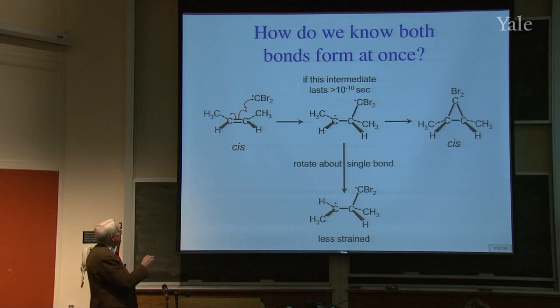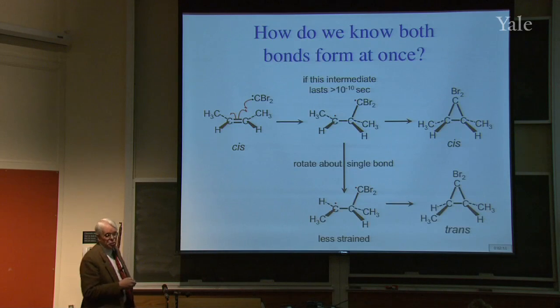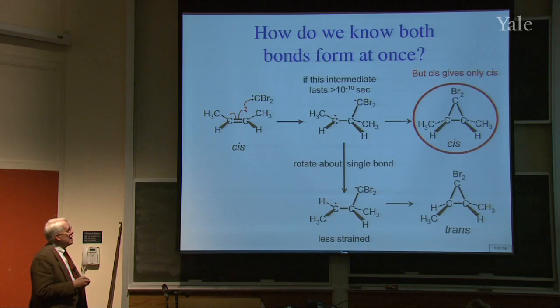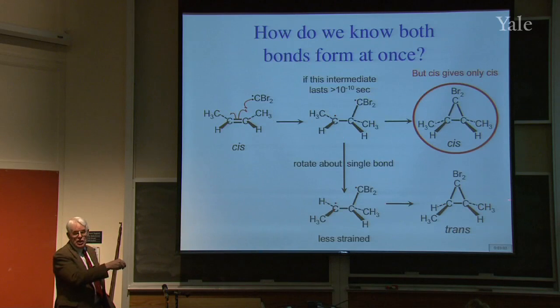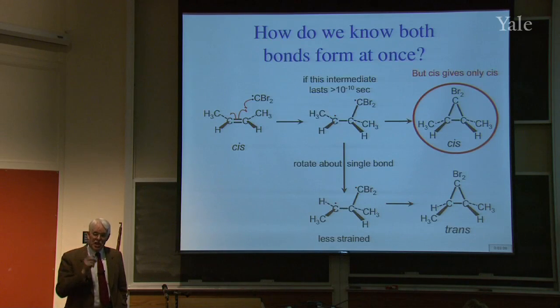Okay. So if this is cis, and it goes and doesn't rotate, this product will be cis. The two methyls will be on the same side of the ring, both going back into the board. But if this happens, the product will be trans. So you do the reaction and you find that cis starting material gives only cis product. So there wasn't the opportunity for rotation, right? Therefore, it must have formed both bonds either at the same time or within a really, really short period of time.